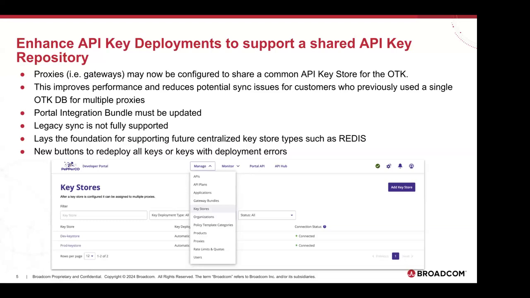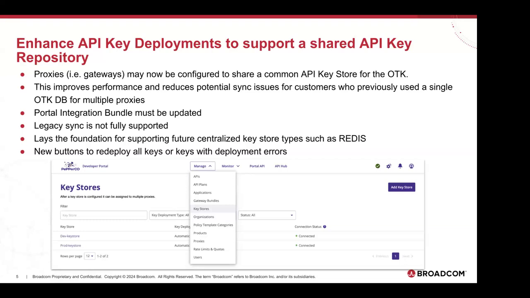And a key thing here, this will lay the foundation for supporting other key store types in the future, right? We've talked in the past about decoupling OTK, right? For customers that are really only using OTK as a key store for API keys, right? Not really using the OAuth capabilities. That key data could go someplace else, such as Redis or some other kind of key value store, right? So this puts that foundation in place and gives an idea of where we want to go with this in future releases, right? So we'll have other key stores besides OTK planned for future releases.